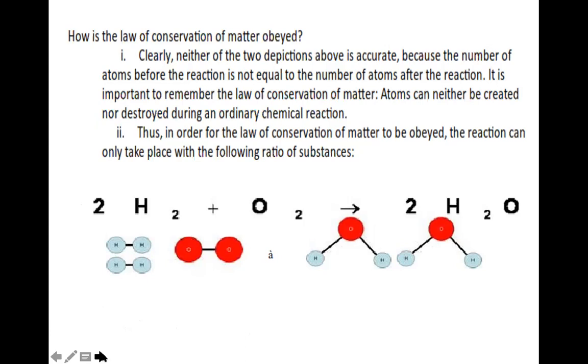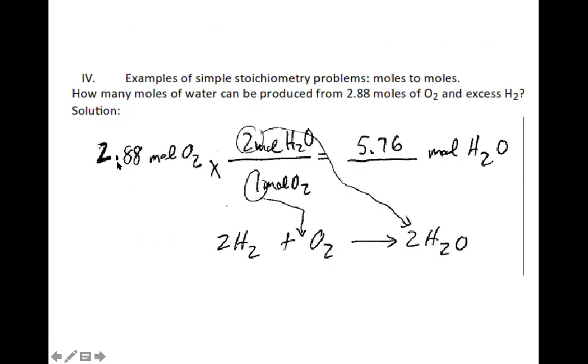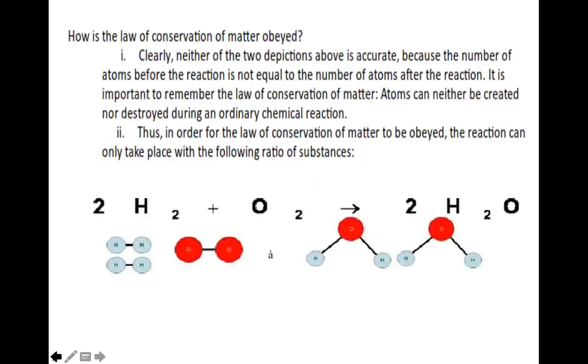For example, here you see 2.88 moles of oxygen and excess hydrogen. That means you know the oxygen amount. Oxygen and hydrogen react with 2 moles of hydrogen with 1 mole of oxygen, so please consider the previously given reaction. Here you see oxygen is 1 mole and hydrogen is 2 moles. So if oxygen is 2.88 moles, then how much hydrogen is required?